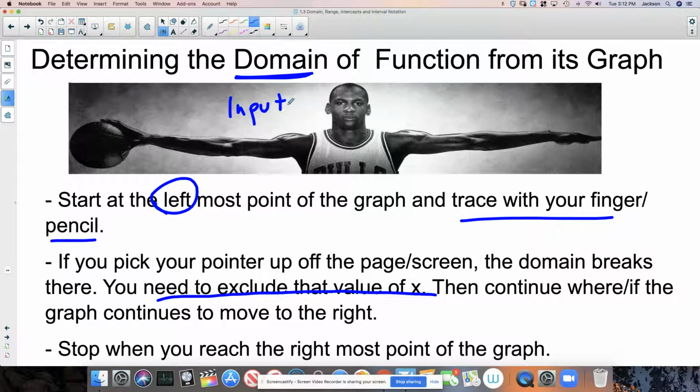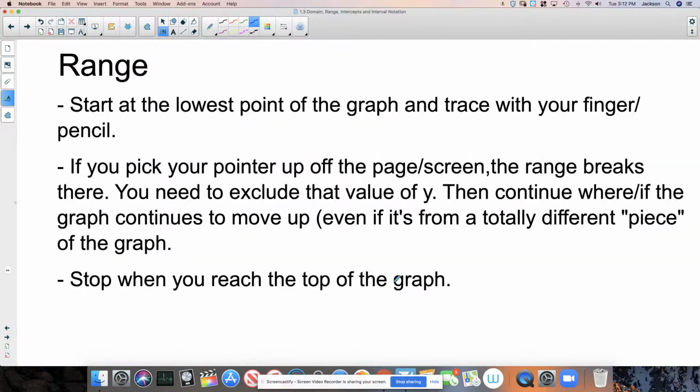The domain is a set of input values, and input values are the x values that we use. So that's why we start at the left, because the x axis goes left to right. So we start at the leftmost point of the graph and trace. Wherever we pick up our pencil, that's where we have to exclude the value of x, and then we continue moving to the right whenever we see that graph pick up again.